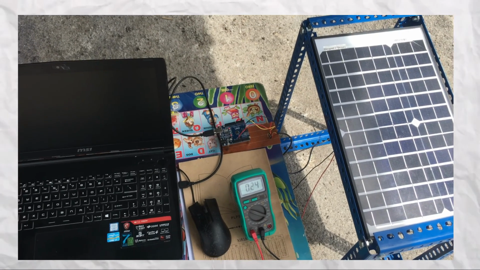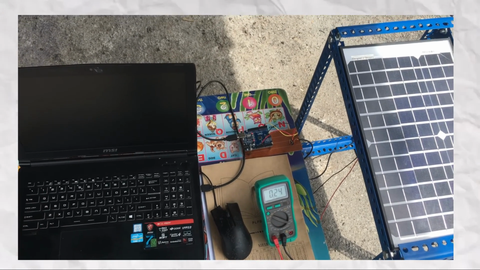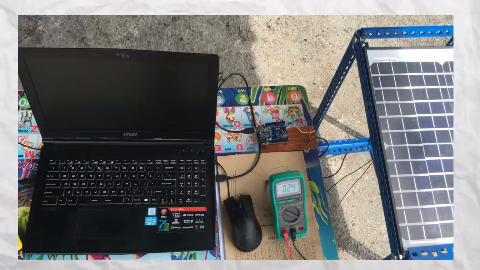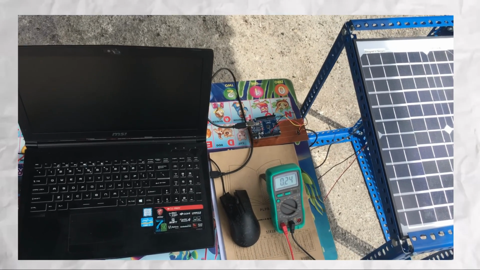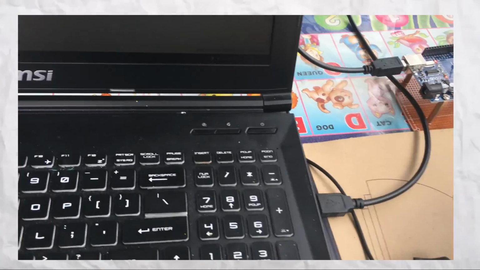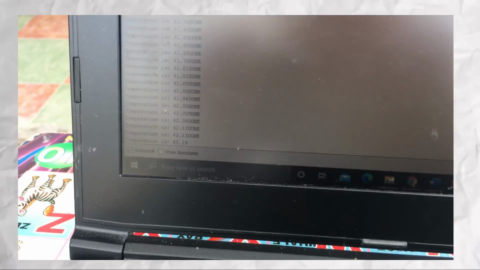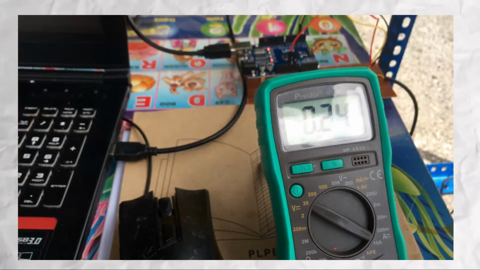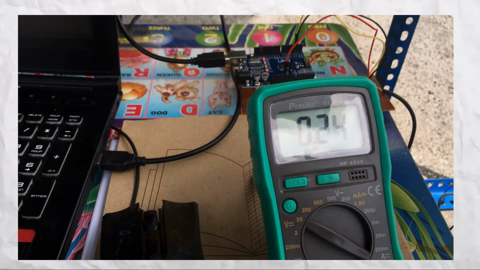This is how I measure the current. First, I need to connect the load in series with the multimeter and the PV panel. And then I must read the temperature. The current is around 0.2 amp.